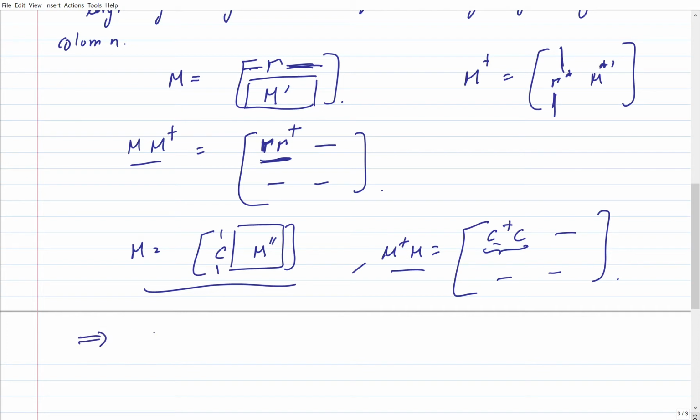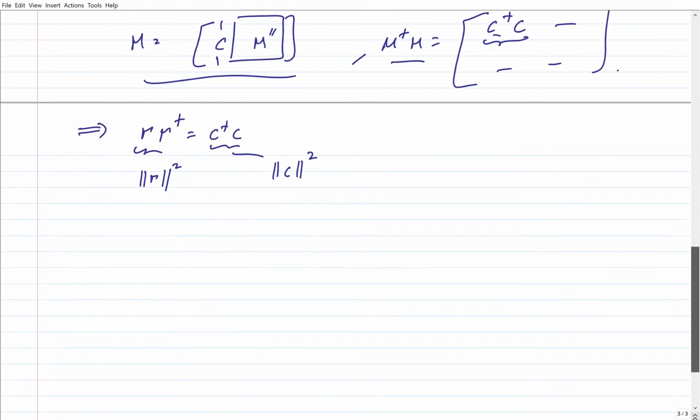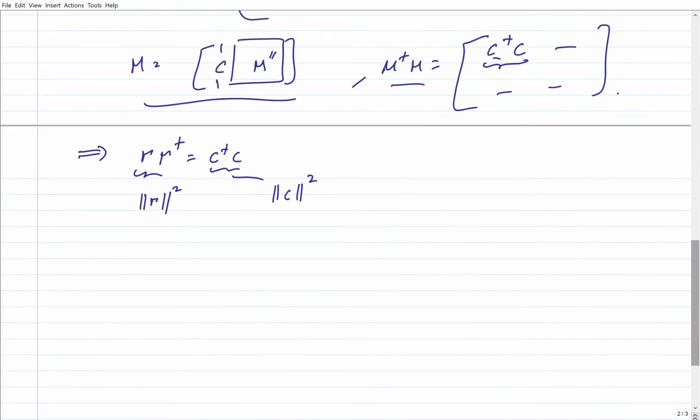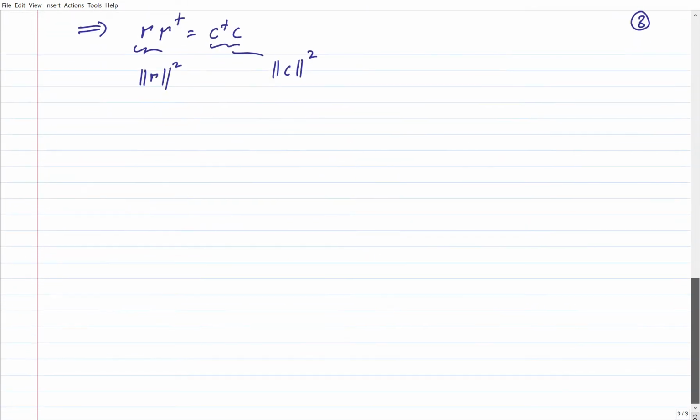So this implies r r dagger is equal to c dagger c. This is nothing but the length of the row and the length of the column. That's something very interesting about normal matrices which we have observed. This is merely our observation. Now let's try to figure out how we are going to use this.